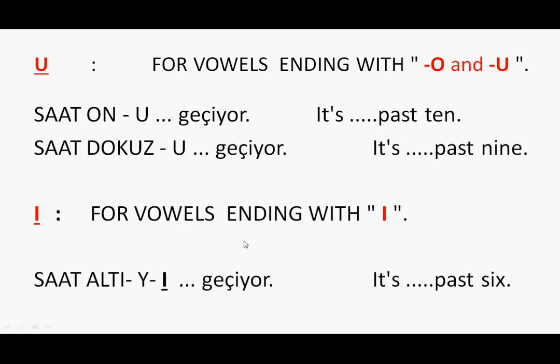So for example, saat 6. So here we use suffix which is a connecting word with Y. Okay, guys. So saat 6'yı blah blah geçiyor. Example, it's blah blah past 6. You can put any number here you want to tell the time, guys. Okay, I hope it's clear enough for you.